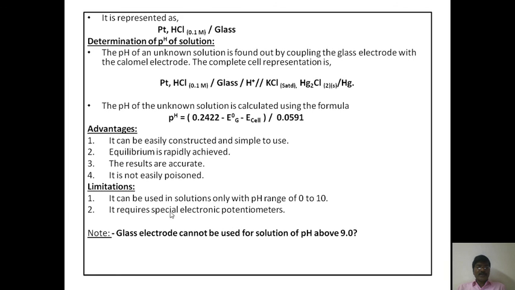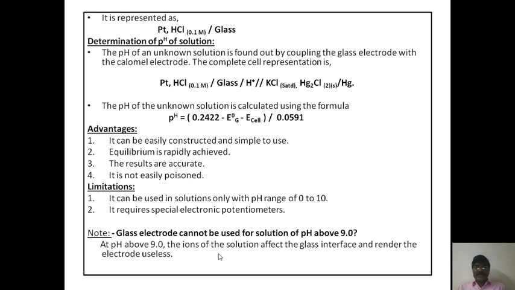My dear students, note this is one of the important simple questions. Glass electrode cannot be used for solution of pH above 9.0. Why? It is very simple. At pH above 9.0, the ions of the solution affect the glass interface and render the electrode useless, so the glass electrode cannot be used for solution of pH above 9.0.